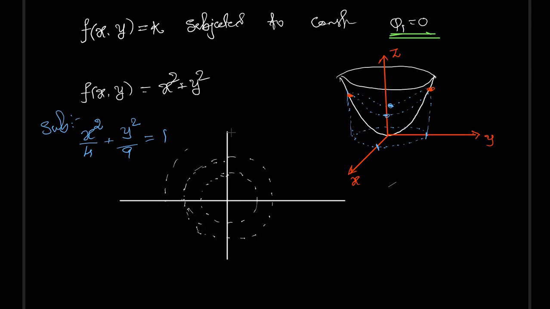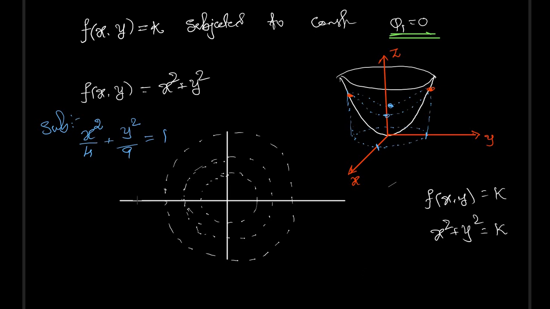These are actually level curves of the given function, I mean f of x comma y equal to k. It means x square plus y square equal to k. What does it mean? They are nothing but circles. So level curves are nothing but circles. Now let us draw the given constraint. The given constraint is an ellipse, which on x-axis has length 2 and on y-axis has length 3, maybe here.